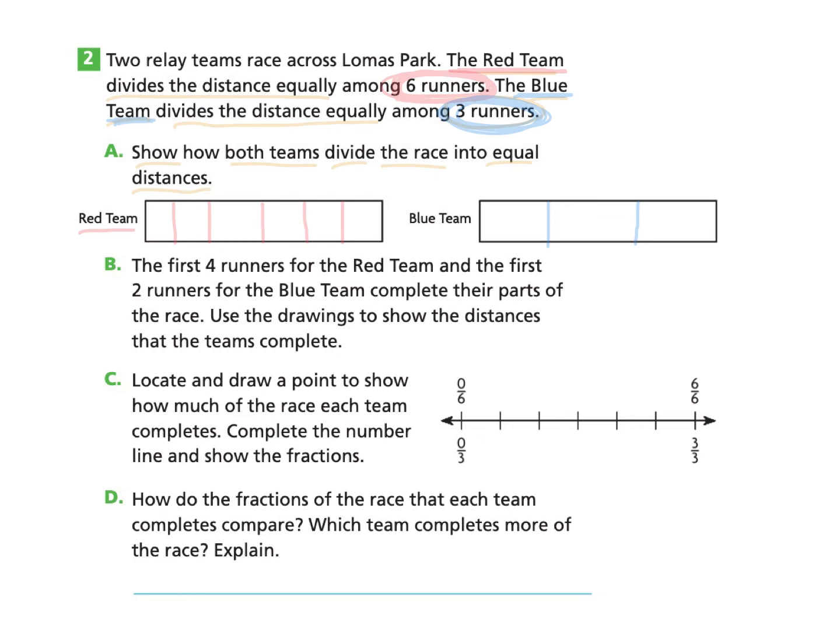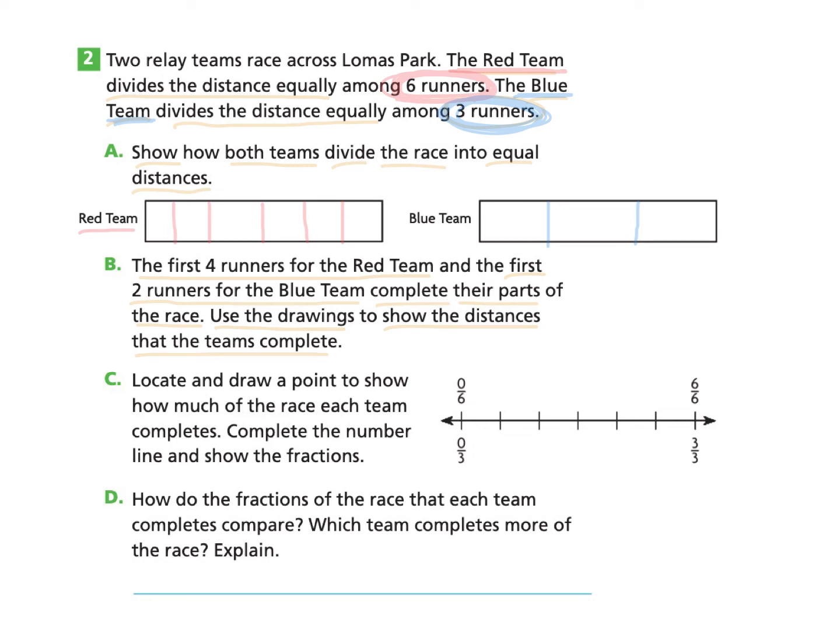Now let's take a look at part B. The first 4 runners of the red team and the first 2 runners of the blue team complete their parts of the race. Use the drawings to show the distances that the teams complete.